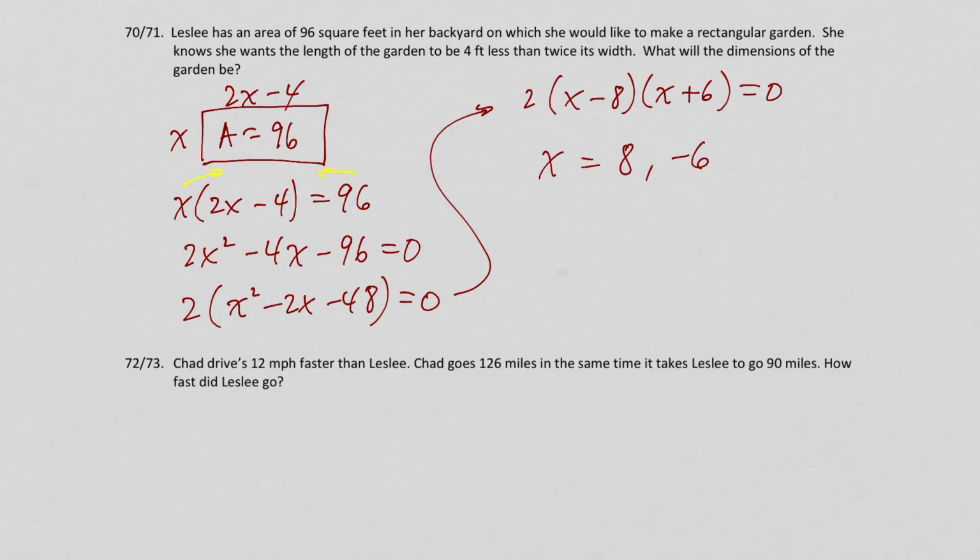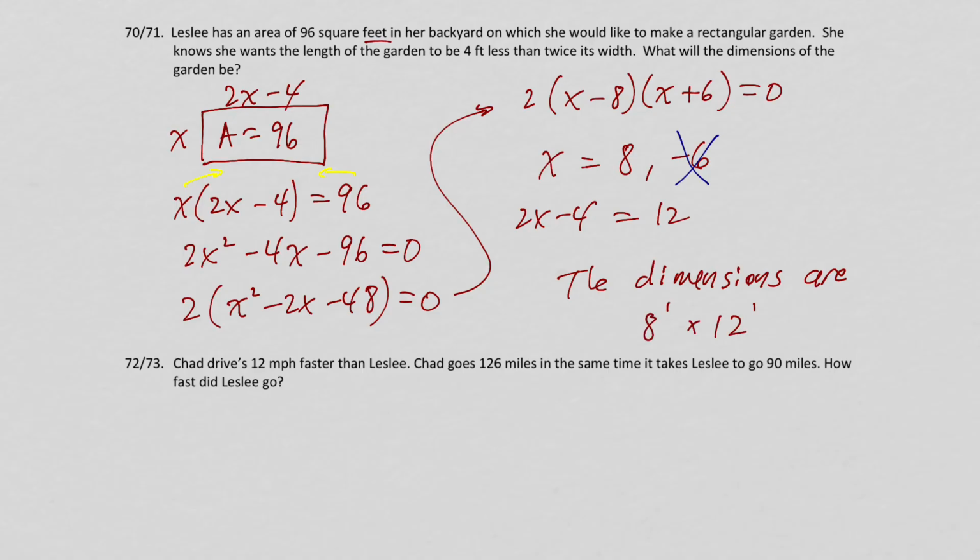But when we think about a physical dimension, it could be as small as 0, nothing, but it can't be negative. It doesn't make any sense. So we throw this out. So now we have x is equal to 8, and now we know the width. To find the length, we do 2x minus 4. 2 times 8 is 16, minus 4 is 12. So the dimensions are, and these are in feet, 8 feet by 12 feet.